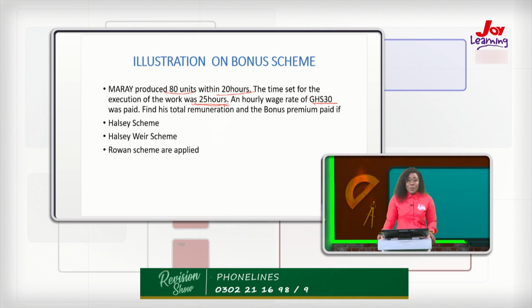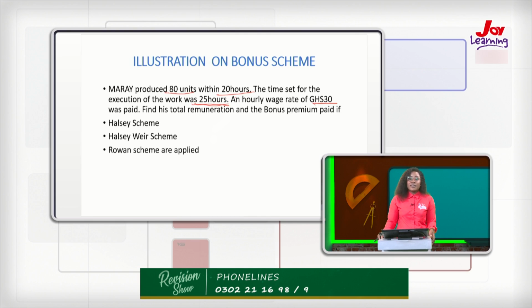So if the normal working hours is 25 and Mare used 20 hours to produce 80 units, what will be his bonus premium for the day? We are going to illustrate it by using the various methods of calculating or solving for bonus.